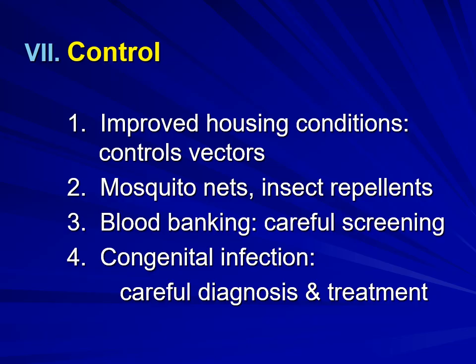Control, again, the same theme occurs here: improved housing conditions, controlling vectors, mosquito nets, insect repellents, blood banking. This is a new item in the control because in South and Central America, they have got to be careful about screening blood units for the presence of trypanosomes in them. And then congenital infection can occur, and it needs careful diagnosis and treatment as well.